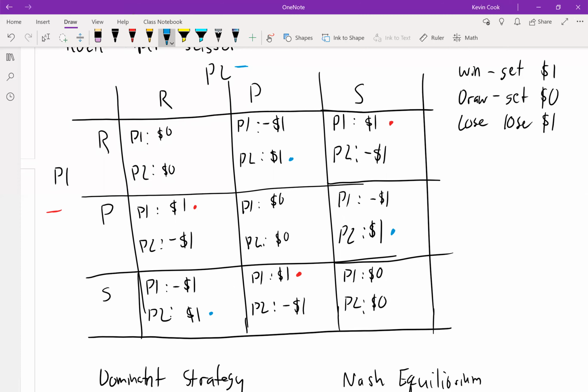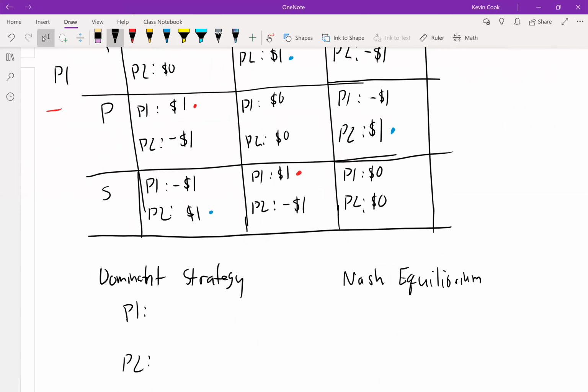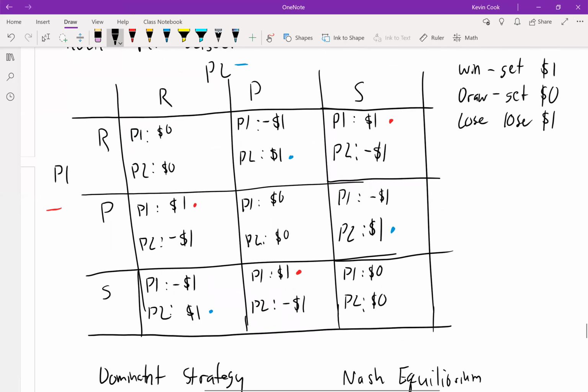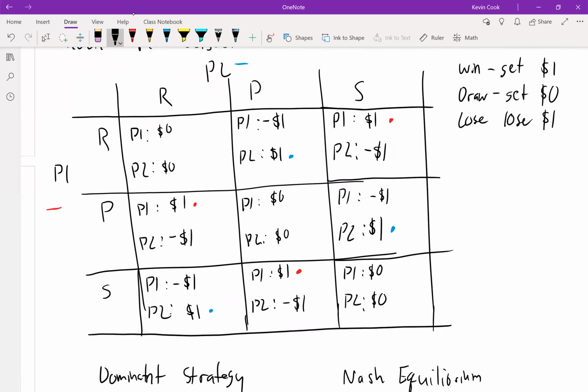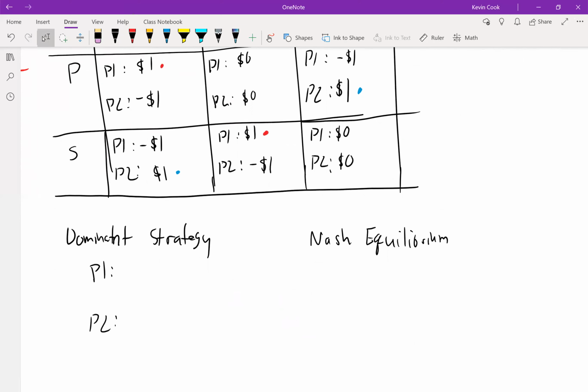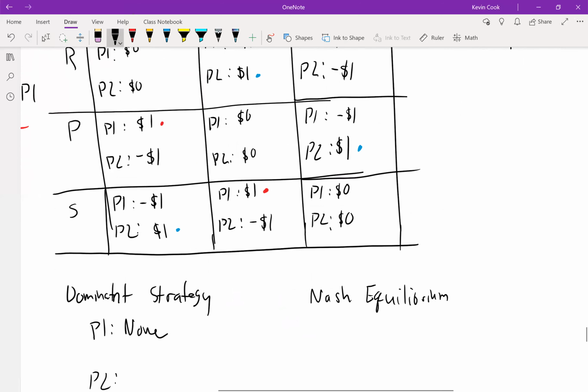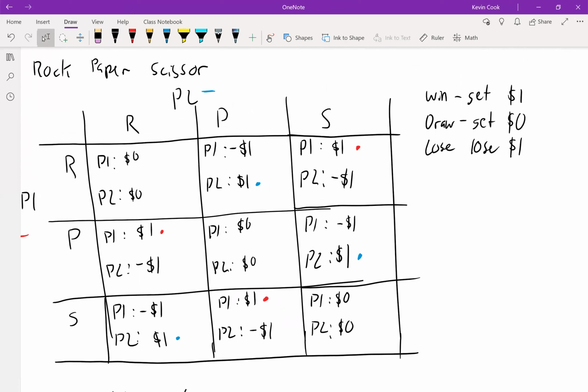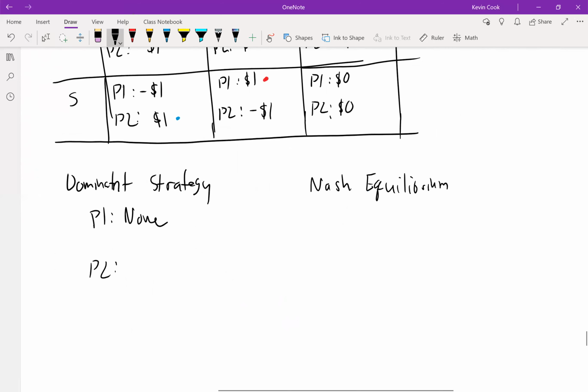So the first thing we're interested in is, is there a dominant strategy? If I look at player one, I see not really, because if player two picks rock, player one picks paper; if player two picks paper, player one picks scissors. So player one will change their strategy depending on what the other player does. In this case, we have none. And if we look at player two, we'll see a similar situation. If player one picks rock, player two picks paper. And if player one picks paper, player two picks scissors. So player two's move is going to depend on what player one does. So player two also has no dominant strategy.